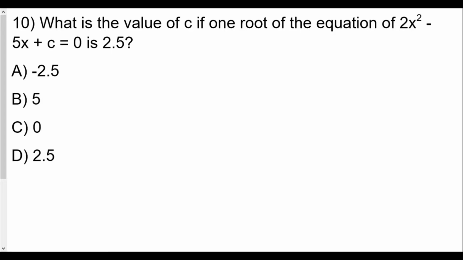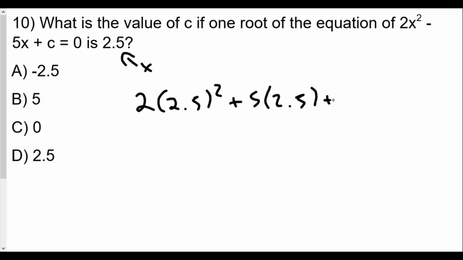Number 10, what is the value of c if one root of the equation 2x squared minus 5x plus c equals 0 is 2.5? Now, one method of doing this is just plugging in the root. This is the x value. So we're going to plug in here 2 times 2.5 squared plus 5 times 2.5 plus c equals 0, and we're going to try to solve for c. So 2.5 times 2.5, I believe, is 6.25, right? So 2 times 6.25, multiply 6.25 by 2, you get 12.5.